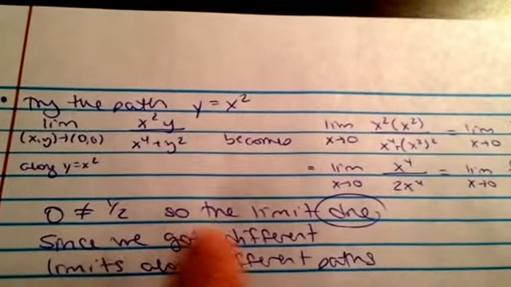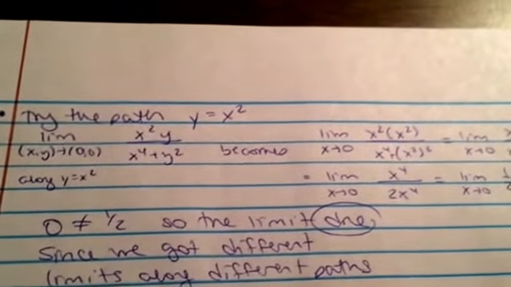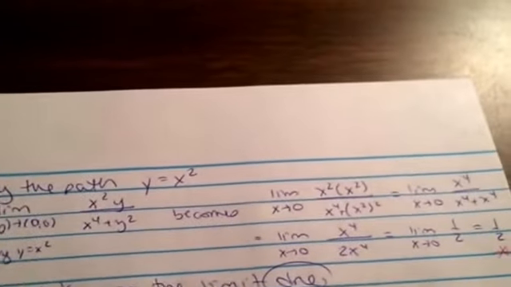The other ones were 0. 0 is not the same thing as 1/2, so the limit does not exist. Okay, so that's what I call Plan C. That's what you would do if the limit doesn't exist. You're going to show it by doing it along different paths.